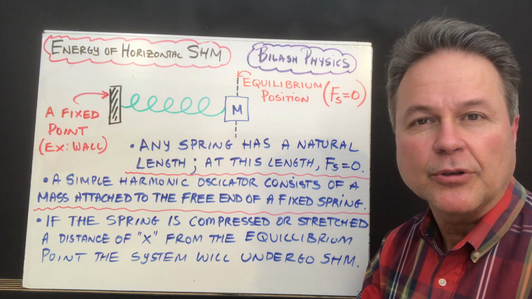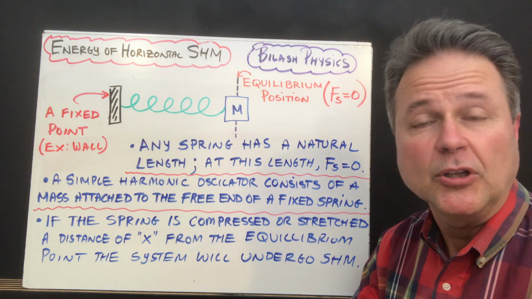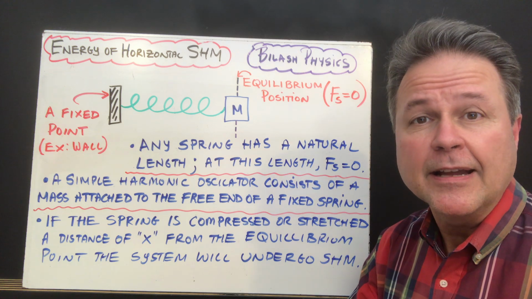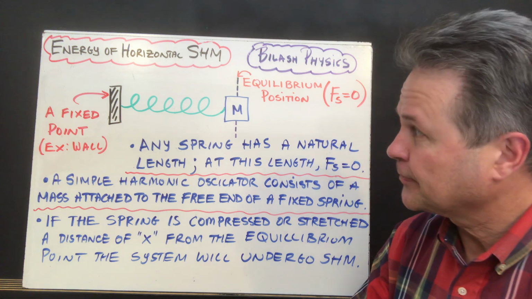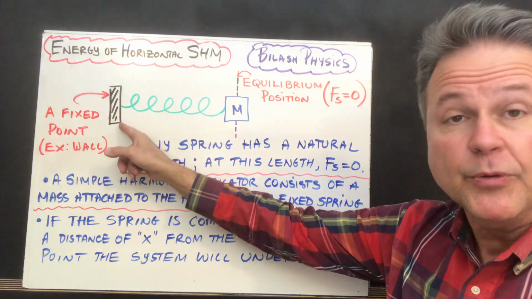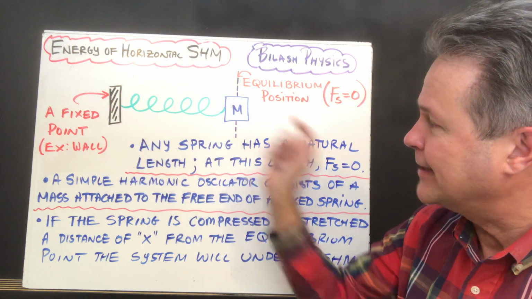Energy of a horizontal simple harmonic motion system. In this lesson, we're going to look at the energy, mass, and velocity of a spring mass system. So here I have a spring drawn in green, and that spring is attached to a fixed point, something like a wall, and on the free end we have a mass attached to it.